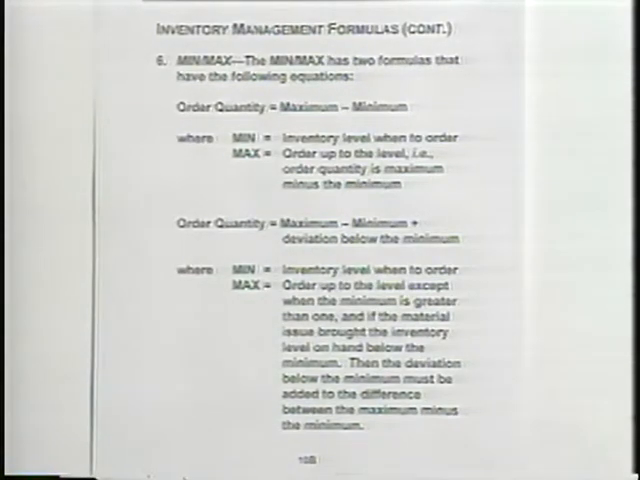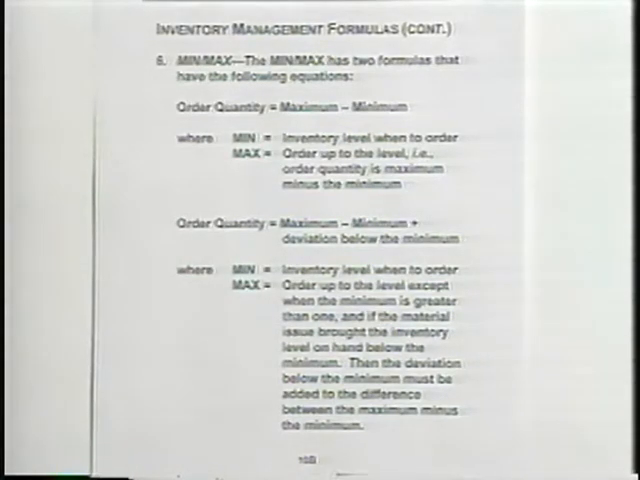Now when the min is equal to 1 or more, then the formula as shown at the second half of page number 10B on item number 6, where the order quantity is equal to the maximum minus the minimum plus the deviation below the min.